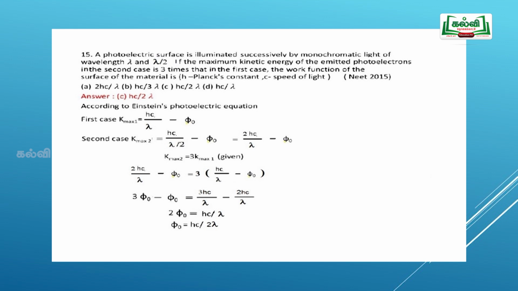3 phi naught, this minus, when it comes to this side it becomes plus, minus phi naught. So take this to that side, it becomes minus. When you subtract, 3 phi naught minus phi naught is 2 phi naught, and 3 hc by lambda minus hc by lambda is 2 hc by lambda. So phi naught is equal to, bring the 2 to this side, hc by 2 lambda. So option C is the correct option, hc by 2 lambda.